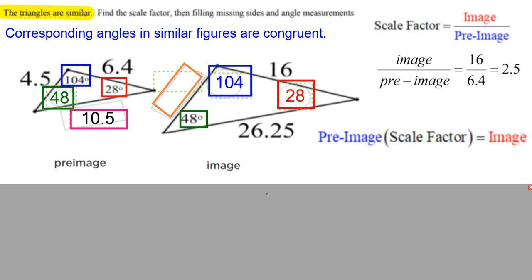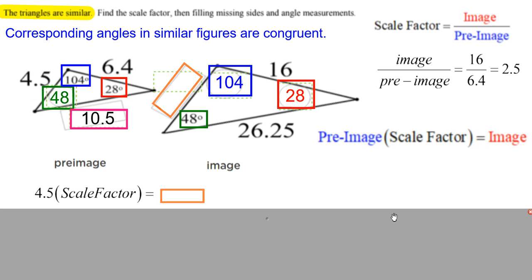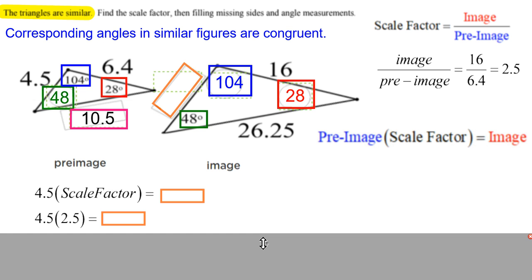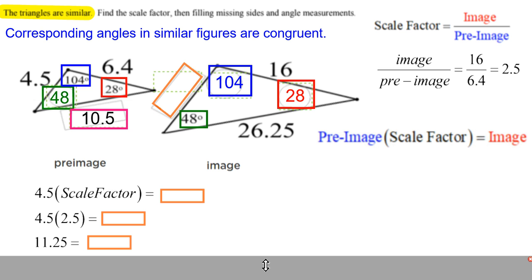Now we're missing the length of the side marked in orange. So how can we do that? Well, remember, the pre-image it goes with is 4.5, times the scale factor should equal that length I marked in orange. So the scale factor again is 2.5. To find the length, we would take 4.5 times 2.5, and that should give me the length of the orange piece, which is 11.25.